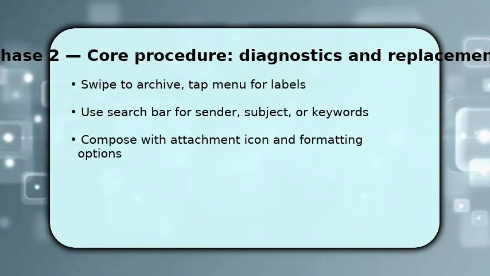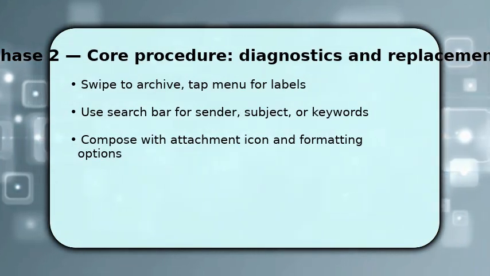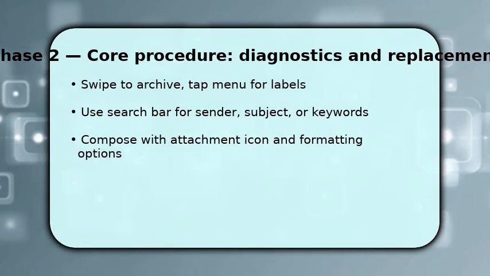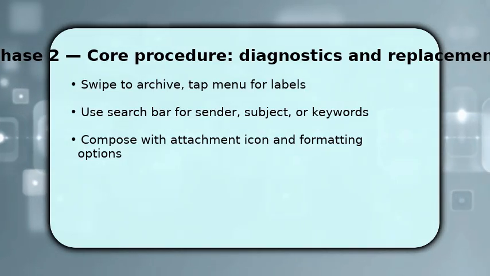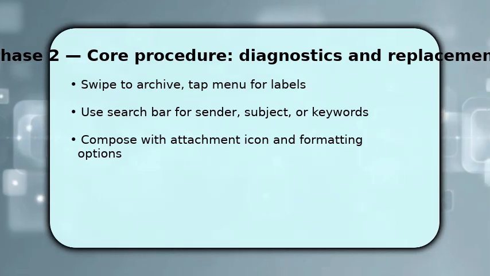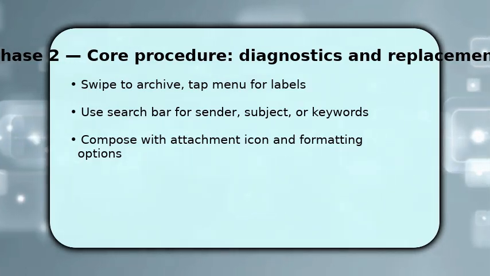You swipe messages to archive or delete quickly. Press and hold a conversation to select multiple items. Once done, tap the three-line menu to open labels and folders. Apply or remove labels to organize mail.